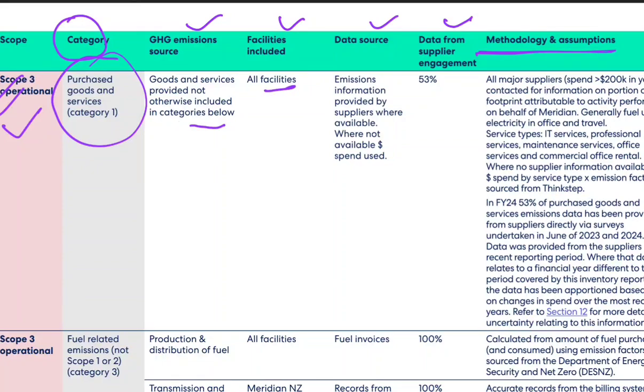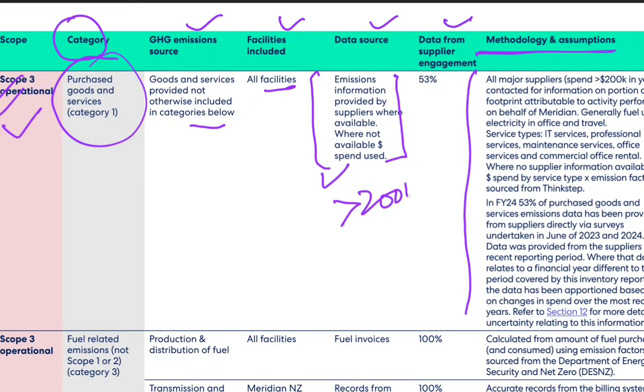So all facilities were in the scope. So the data source, emission information provided by suppliers, was available; where not available, dollars spent were used, we consider here. Okay, so this is a very interesting part of the discussion where you see methodology and assumptions. So all the major suppliers spending more than $200,000 in a year were contacted for information on the portion of their footprint attributable to activity performed on behalf of the company actually.